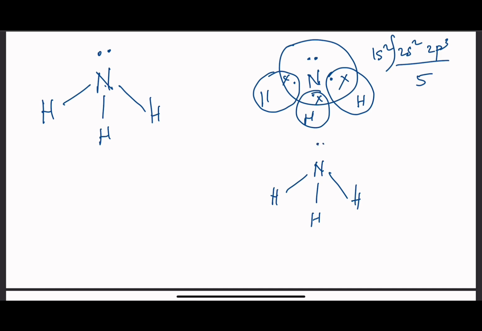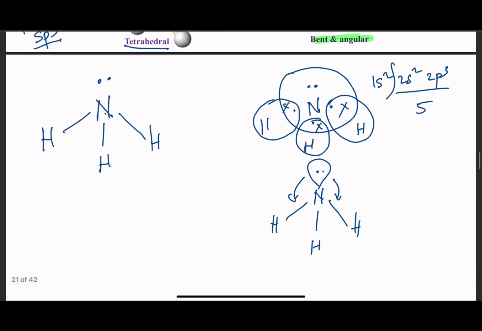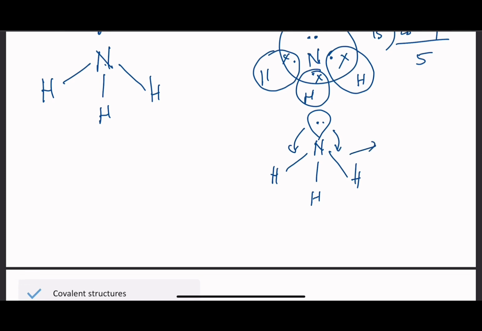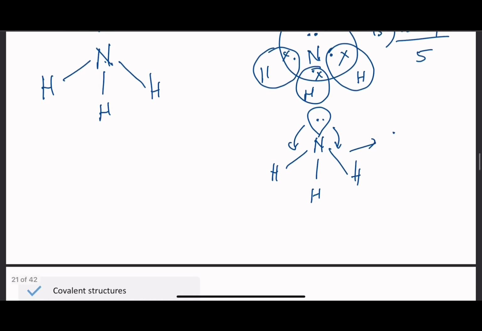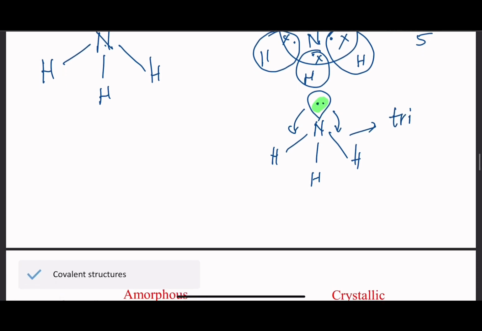And I have 2 electrons in here. These 2 electrons are pushing these guys down, okay? And the name of this shape is going to be called trigonal pyramidal. When you have a shape like this with the 2 electrons on top, this is called trigonal pyramidal.